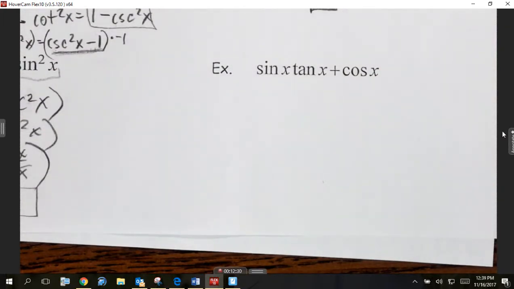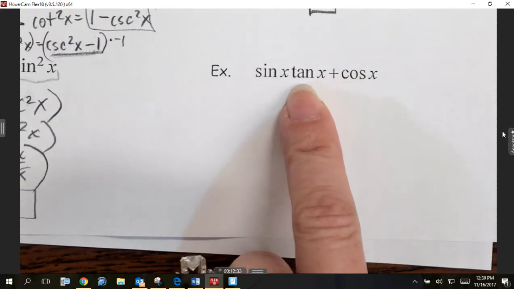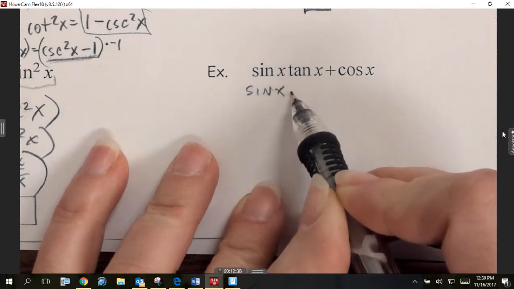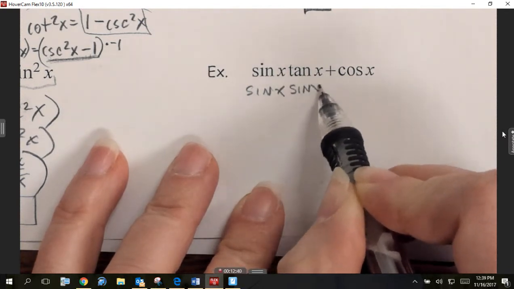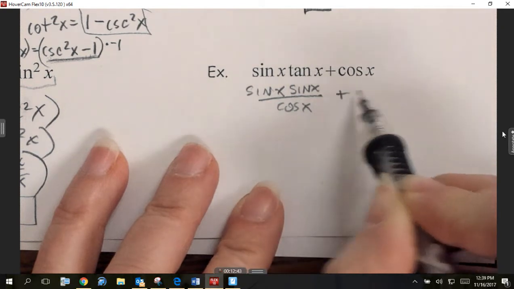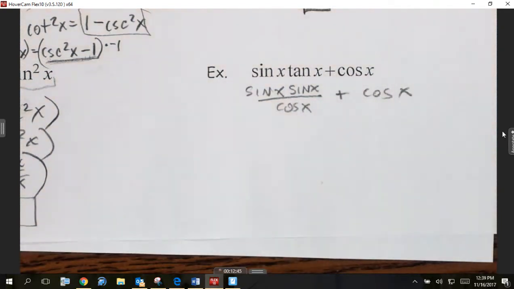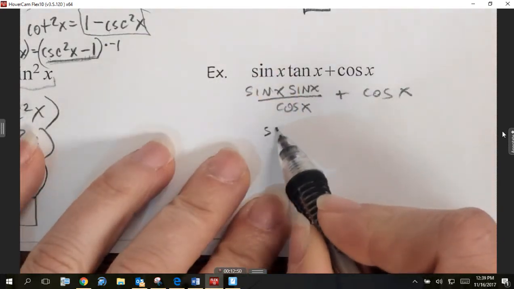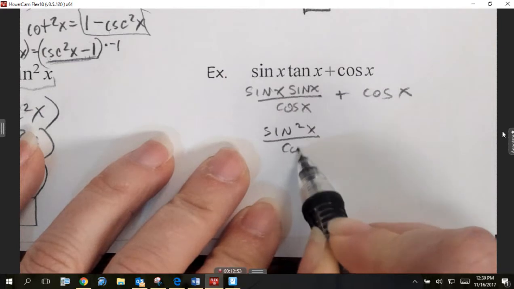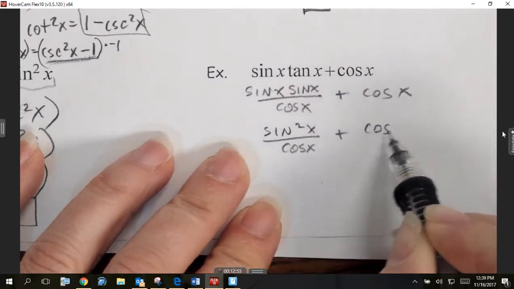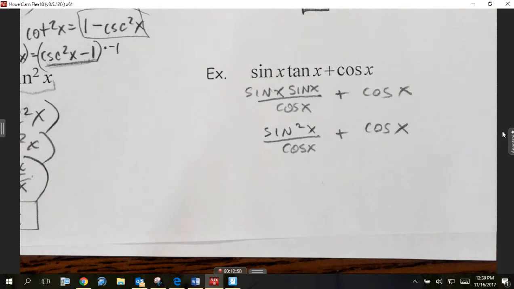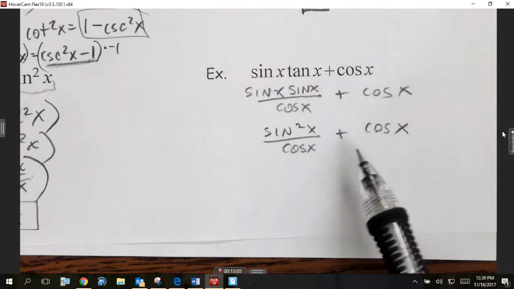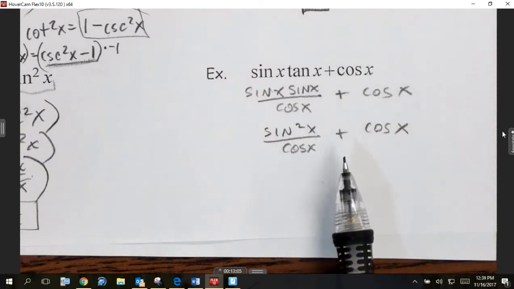Sine squared x over tangent x, plus cosine x. I'm thinking let's change tangent into sine over cosine. That's kind of what I'm thinking here. So I change tangent into sine over cosine. That's going to give me sine squared x over cosine x plus cosine x. Can I cancel those cosines? Good answer. Why not? Not multiplication.